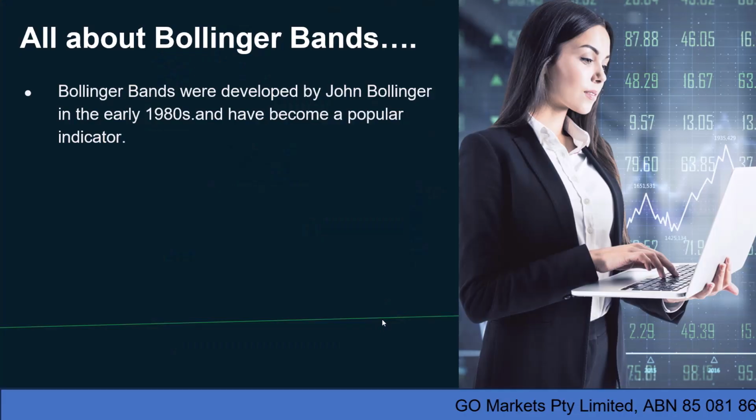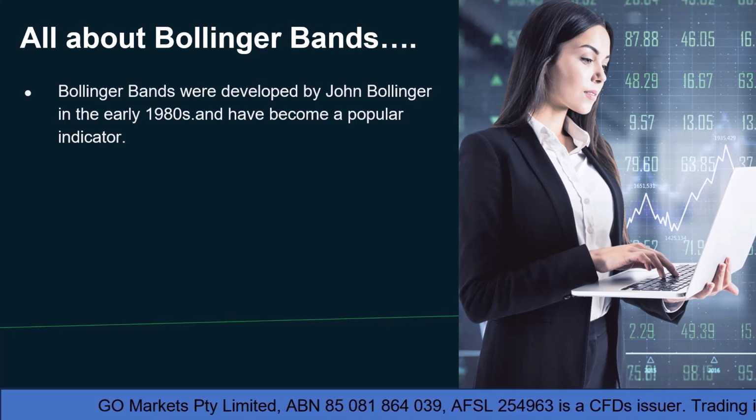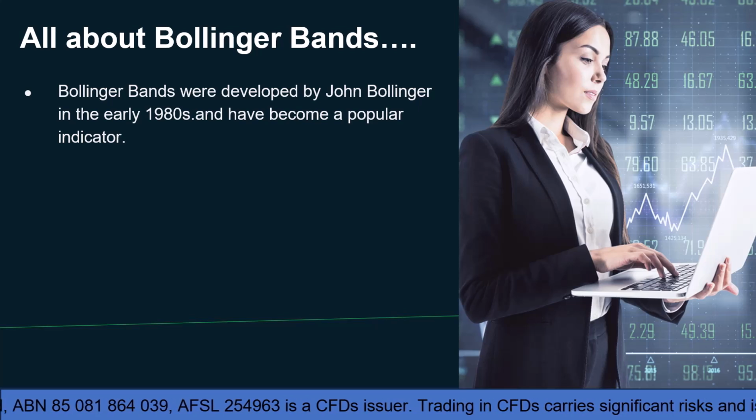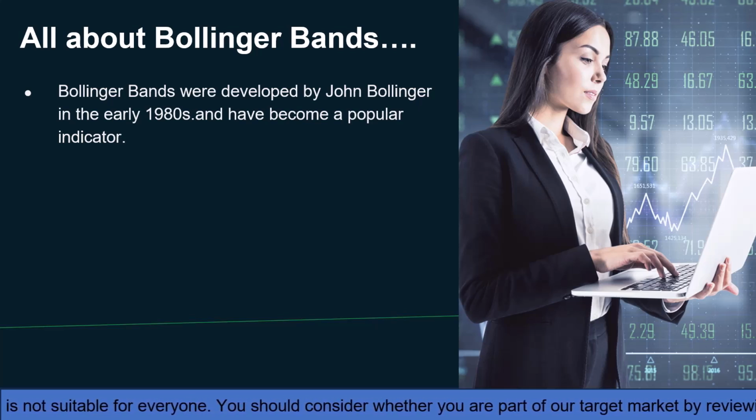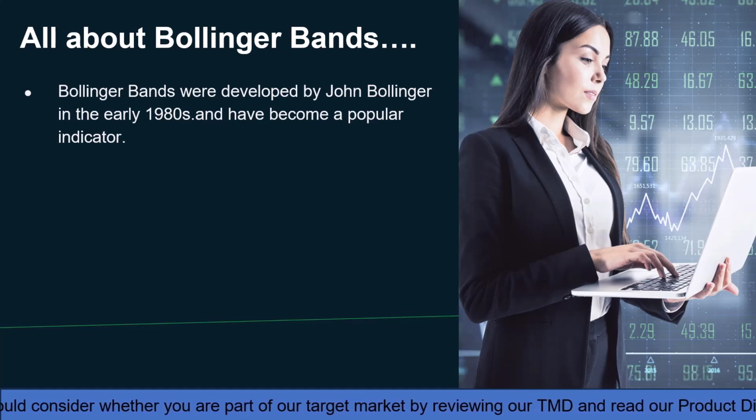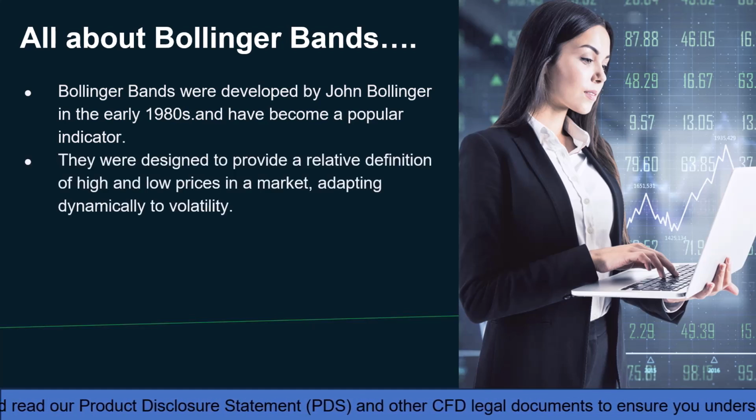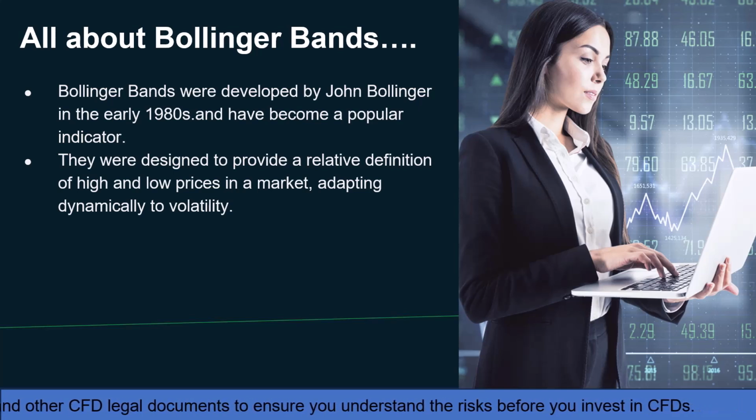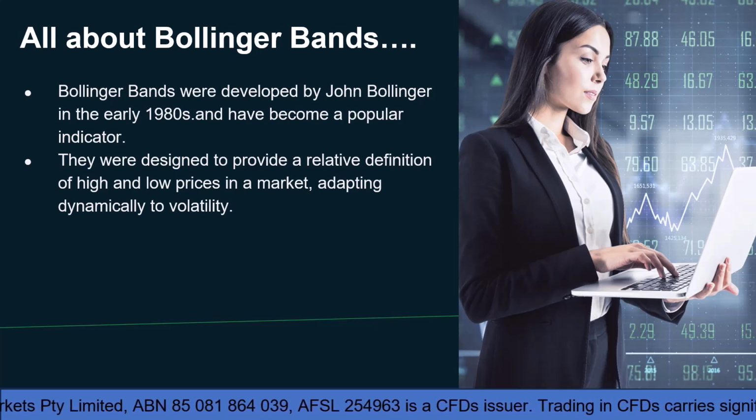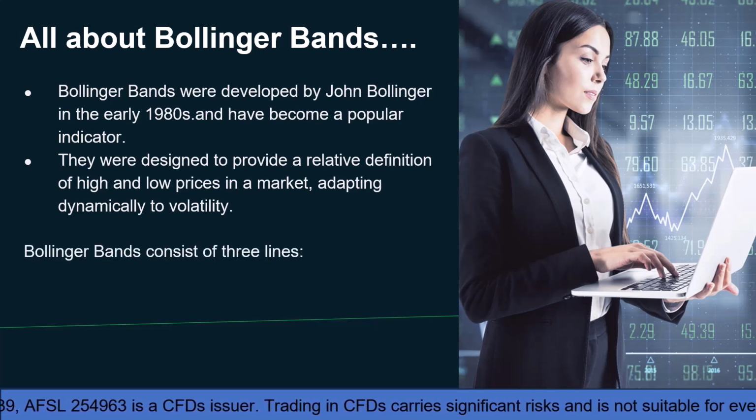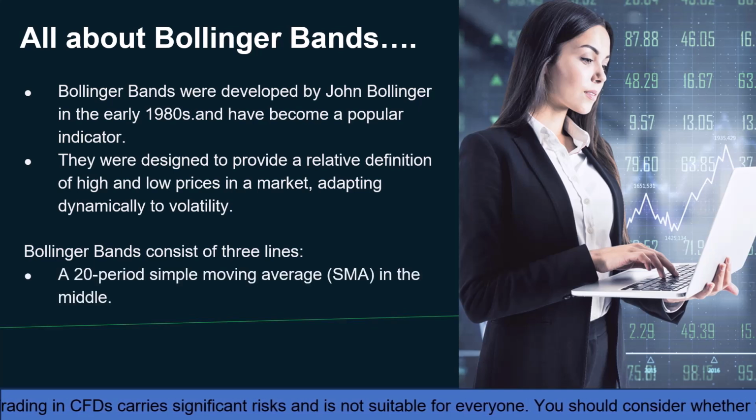Let's start by just talking a little bit about what Bollinger Bands are all about. They were developed in the 1980s by John Bollinger and have become a popular indicator since, used regularly for a variety of purposes in terms of price action. Their primary function is to demonstrate volatility, looking at how that relates to price moves and highs and lows of the market. And they consist of three lines.